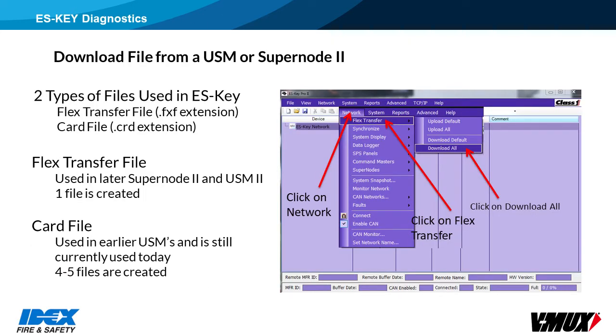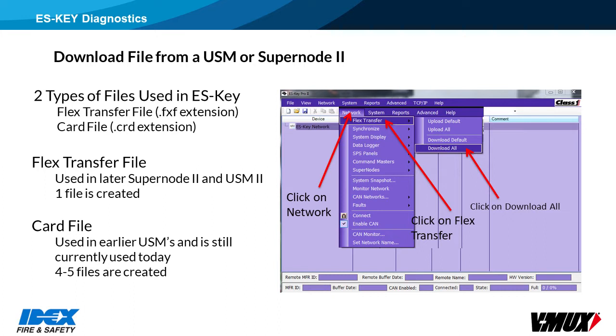To make changes or troubleshoot a configuration that is already installed on a vehicle, the configuration file must be downloaded to the PC running SKey Professional. Once connected to the system, you can download the configuration or database file from the USM or SuperNode. Click on Network, Flex Transfer or Synchronize, and then select Download All if it's a Flex file or Download to PC if it's a card file.